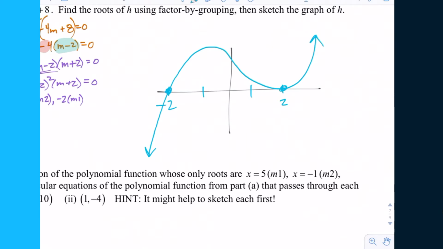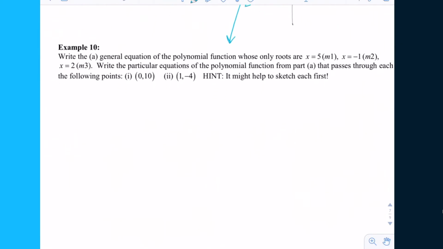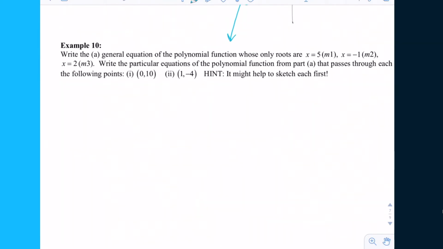Okay. Cool. Any questions on that? It takes a little bit of practice. All right, cool. Next one. Number 10. This one's awesome. It says, write A, the general equation of the polynomial function whose only roots are 5 with multiplicity 1, negative 1 with multiplicity 2, and 2 with multiplicity 3. All right, and then write the particular equation.